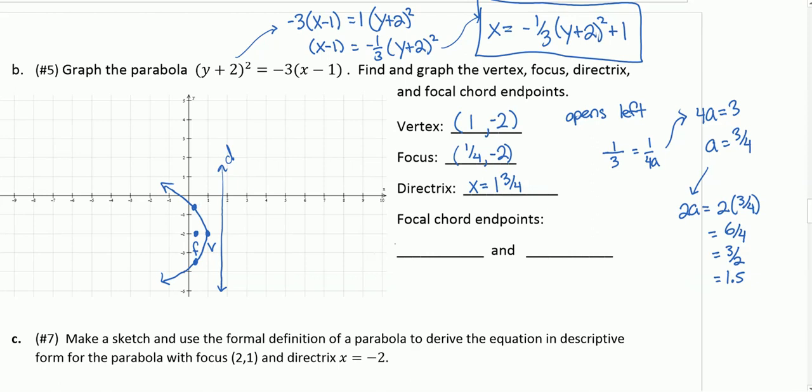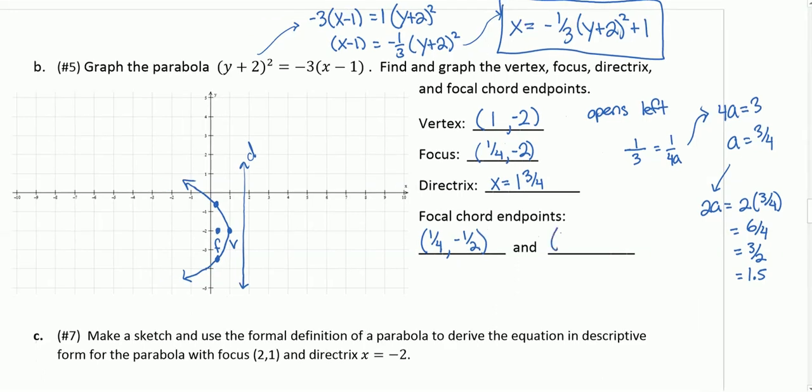The coordinates of those, the one above, is going to be same x value as the focus, so 1/4, and then negative 1/2. Because I was at negative 2 and I went up 1.5, so I'm going to be negative 1/2. And then the one below it is going to still be at x is 1/4, and negative 2 minus another 1.5, so negative 3.5. And now we have all the pieces we were looking for.